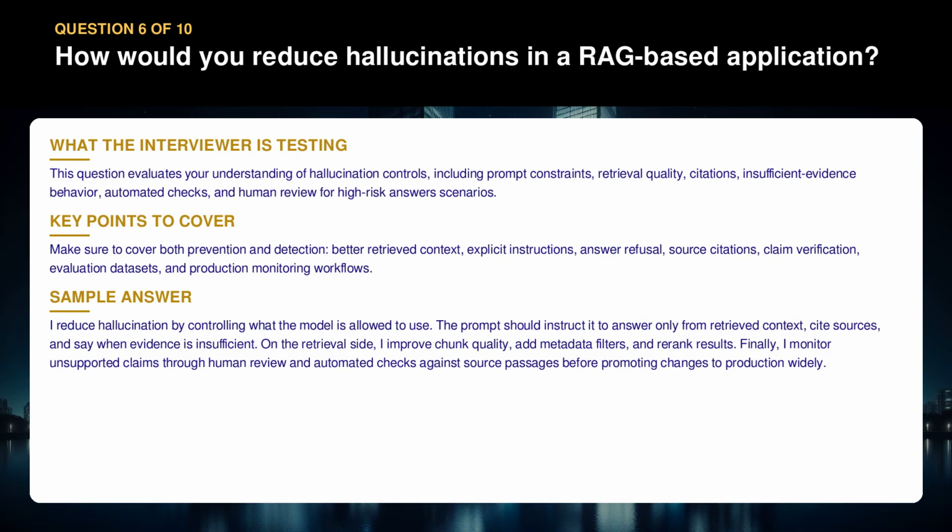I reduce hallucination by controlling what the model is allowed to use. The prompt should instruct it to answer only from retrieved context, cite sources, and say when evidence is insufficient. On the retrieval side, I improve chunk quality, add metadata filters, and re-rank results. Finally, I monitor unsupported claims through human review and automated checks against source passages before promoting changes to production widely.